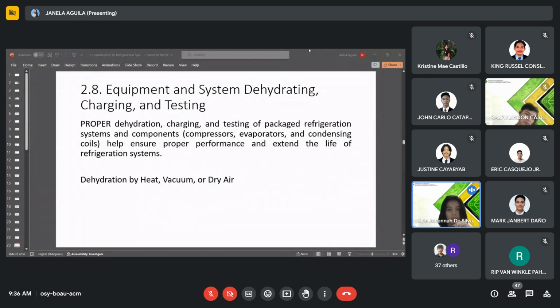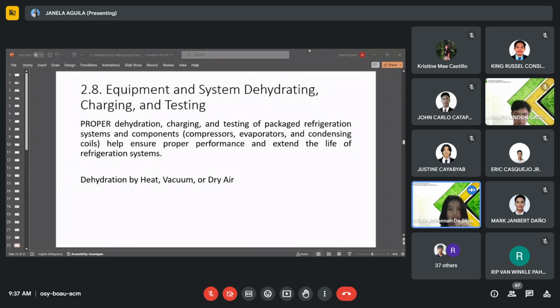Itong charging is important kasi for example sa mga sasakyan, kailangan natin ng right amount of fuel para mag-work ito properly. Same goes naman sa refrigerant. Kailangan natin ng correct amount para mag-work properly kasi if for example hindi enough ang refrigerant, hindi mag-cool effectively yung system, and if too much naman siya is it can damage the system.